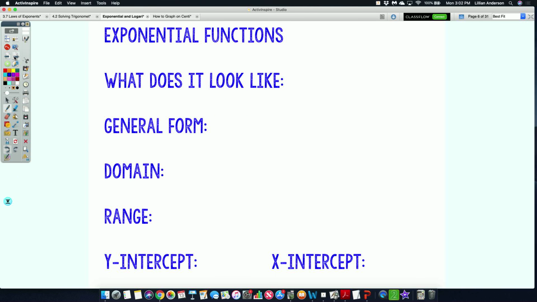Exponential functions, okay? You guys remember what they look like? Draw it on your desk. What does an exponential function look like? Think. What things in the real world model exponential functions? Population, debt, okay, all those things.